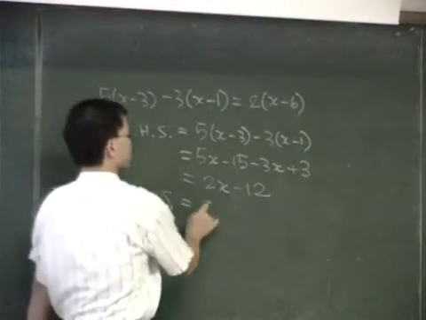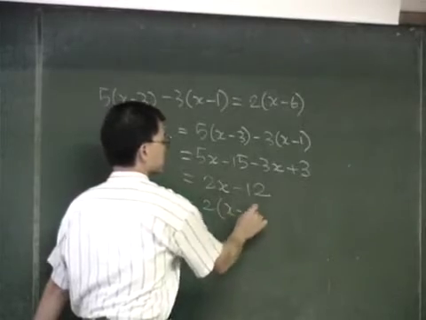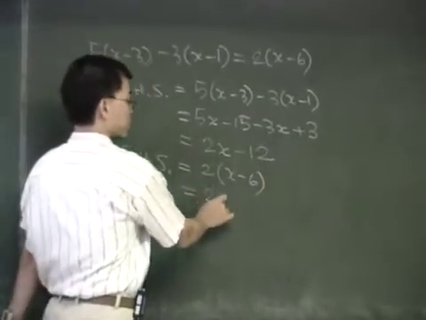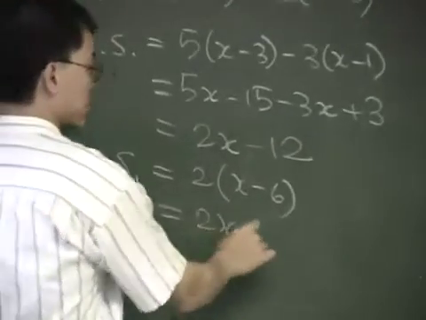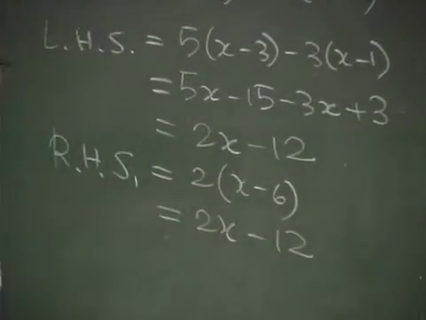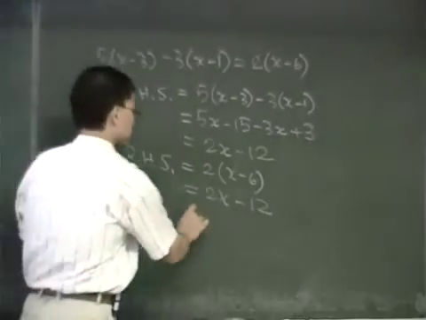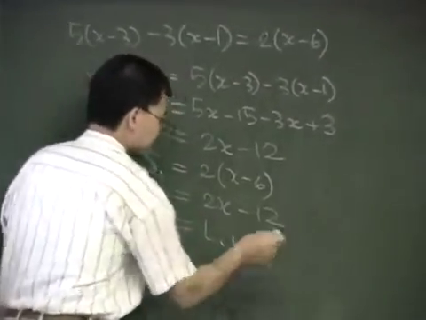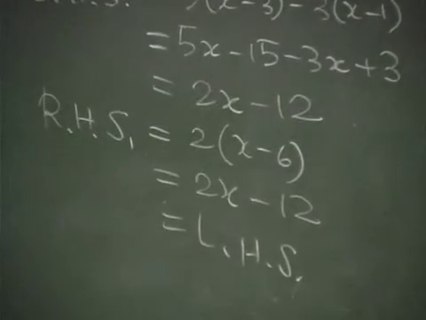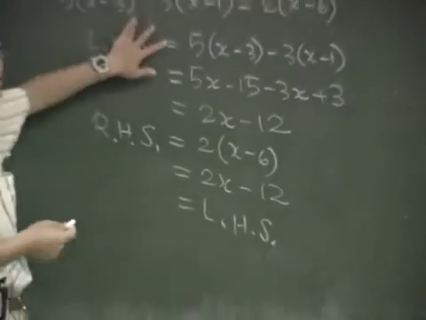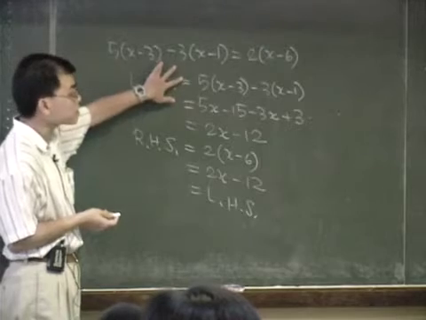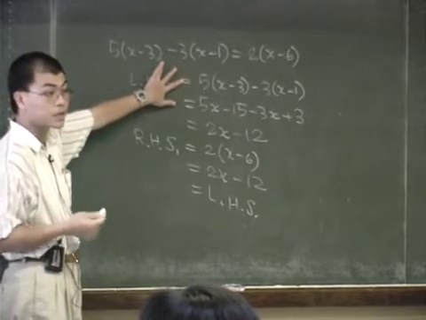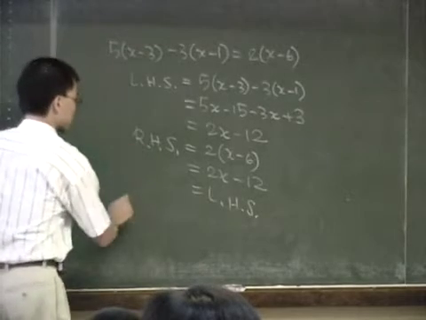And for the right-hand side, after expansion, it is 2x. Are they equal? They are equal. Therefore, do you think that it is an identity or an equation? Identity. Therefore, you can write down the result like that.